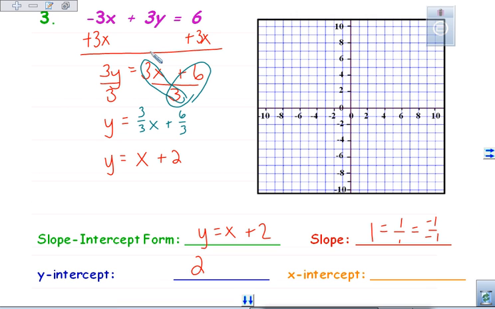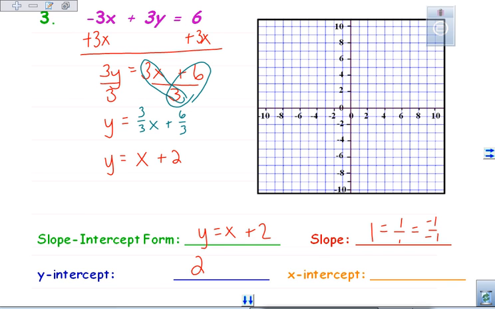So here's what I have so far. I'm going to add 3x to both sides, and then divide by 3 to get y by itself. Using the distributive property, 3 divided by 3 is 1. 6 divided by 3 is 2. Y equals x plus 2. So the slope is 1, which is the same thing as 1 over 1, or negative 1 over negative 1. And my y-intercept is 2.